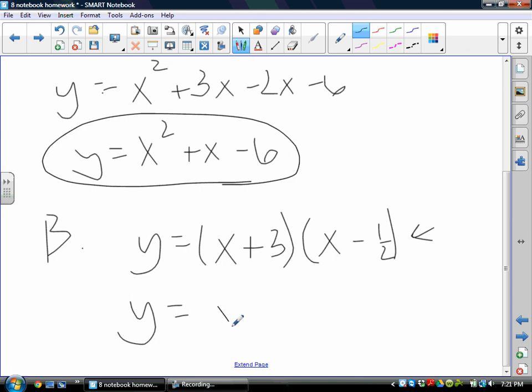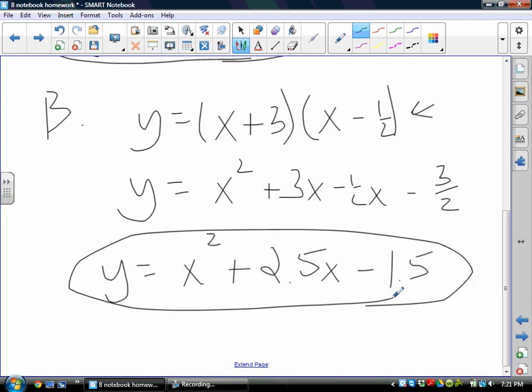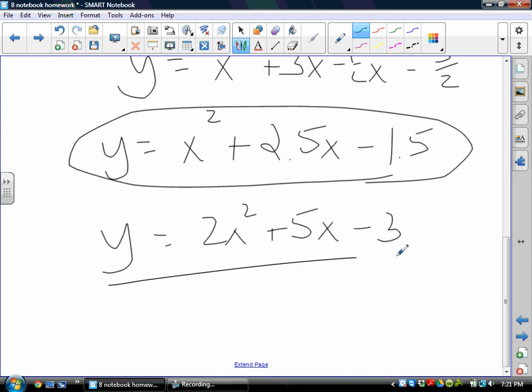So if I multiply these out, I'll have x squared plus 3x minus 1/2 x minus 3/2. Let's simplify it, x squared, if I combine those together, plus, you can say 2.5 x, and maybe call this 1.5. So that's a possible option. You could also multiply everything times 2 to get rid of those decimals. So you can say 2x squared plus 5x minus 3. That's also a correct answer.